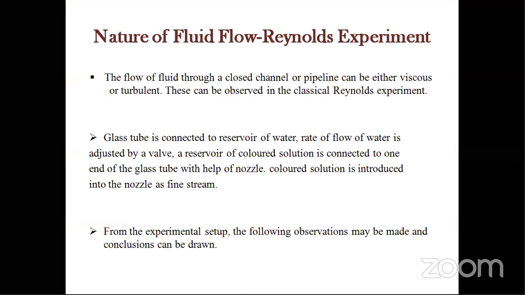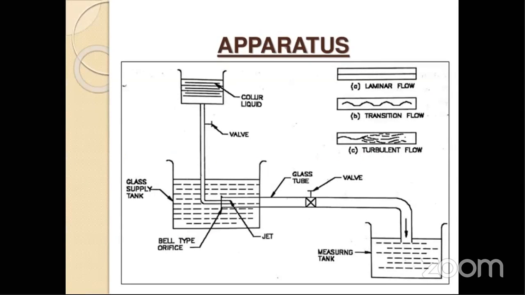So first you see that the glass tube is connected to a reservoir of water. The rate of flow of water is adjusted by a valve. The reservoir of colored solution is connected to one end of the glass tube with the help of a nozzle, and the colored solution is introduced into the nozzle as a fine stream in a parallel manner, and the remaining part you can see in these pictures. Okay, so this is the most important part of the Reynolds apparatus. It will come in every exam on the Reynolds experiment.